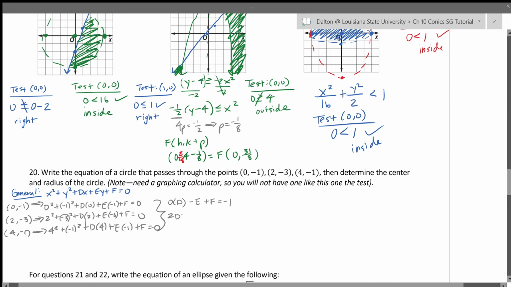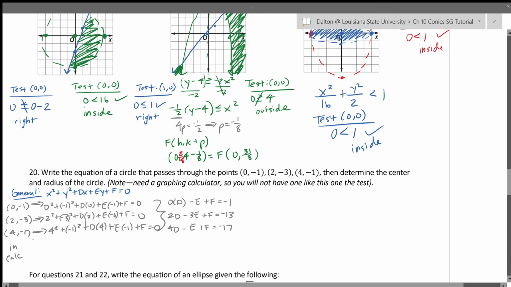Then 2d minus 3e plus f equals negative 13. And then 4d minus e plus f equals negative 17. And then what you're going to do is take these coefficients and plug them into the matrix function in your calculator.